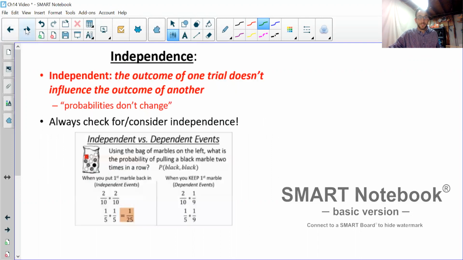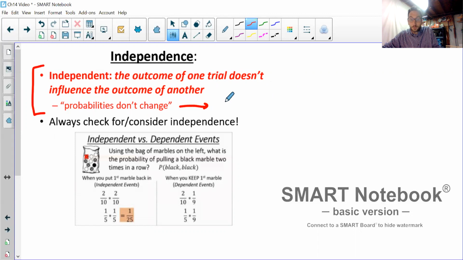So here we go. Independent. Independent means the outcome of one trial doesn't influence the outcome of another. When I flip a coin one time, maybe it's heads, that has no impact on what the next coin flip is going to be. They're independent events. In other words, the probabilities don't change.